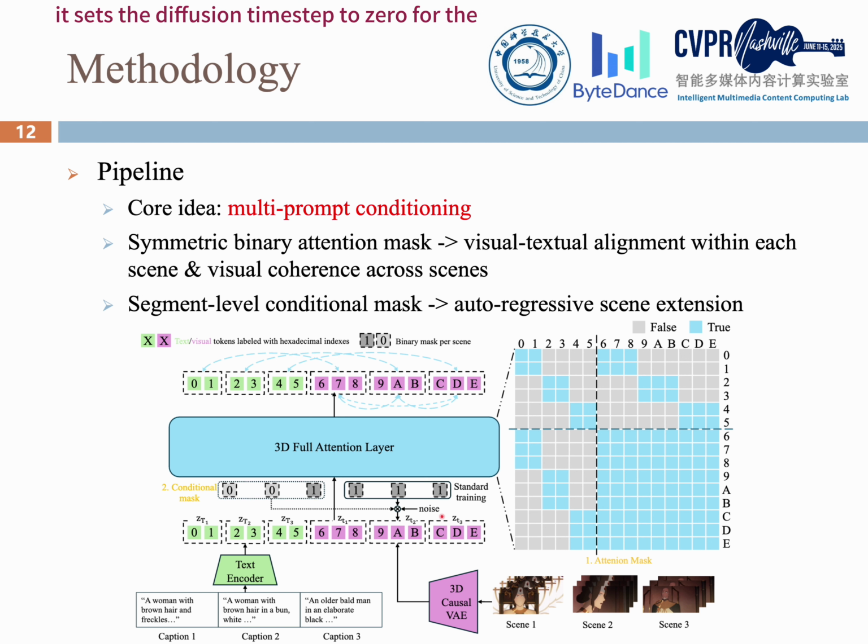Specifically, it sets the diffusion time step to 0 for the first n-1 scenes, meaning these tokens are not noised and treated as context, and sets the time step to t only for the current scene, n, so that only this scene is denoised and contributes to the loss. This allows us to train the model for auto-regressive scene extension, enabling it to generate a new scene conditioned on previously generated scenes.